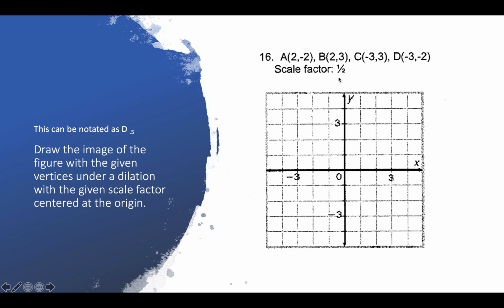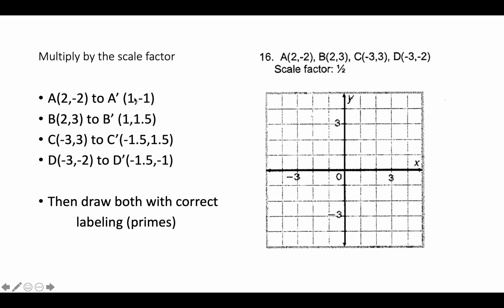And then we're going to use the scale factor of a half, which can be denoted as D for dilation, 0.5 for 1/2. How you do that is you multiply everything by the 1/2, or the 0.5. 2 times a half is 1. -2 times a half is -1. 2 times a half is 1. 3 times a half is 1.5. -3 times a half is -1.5. 3 times a half is 1.5. -3 times a half is -1.5. -2 times a half is -1.